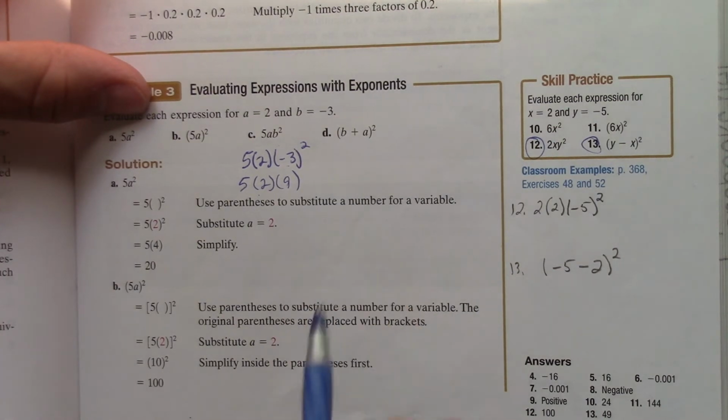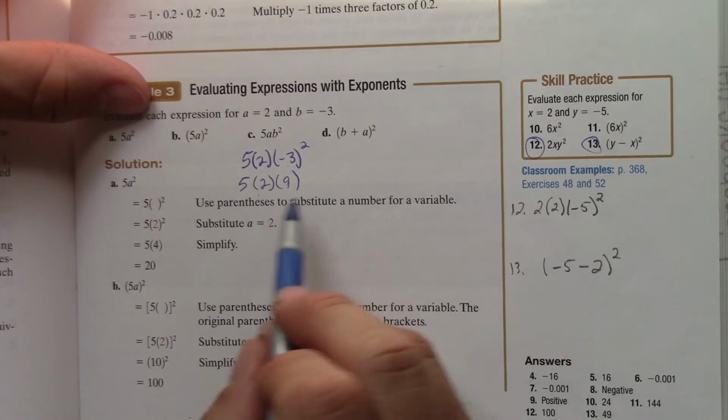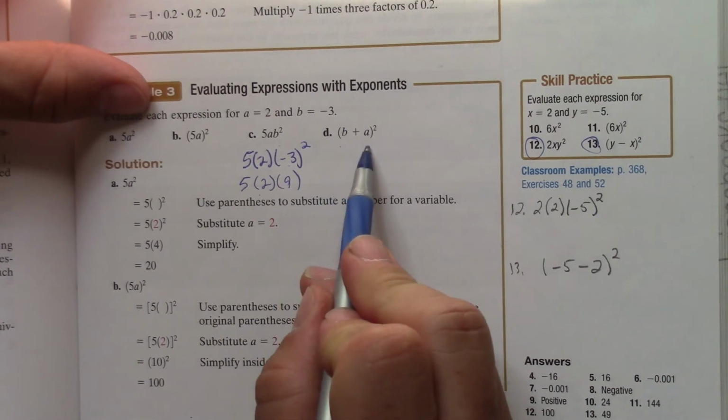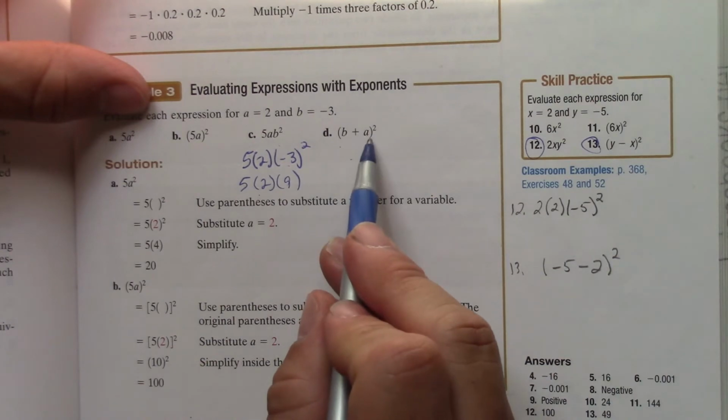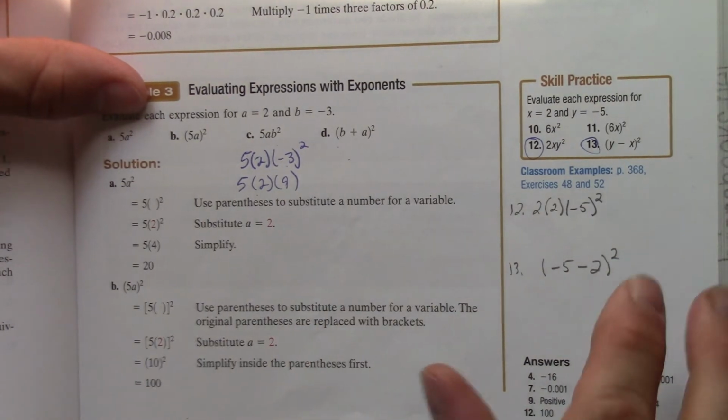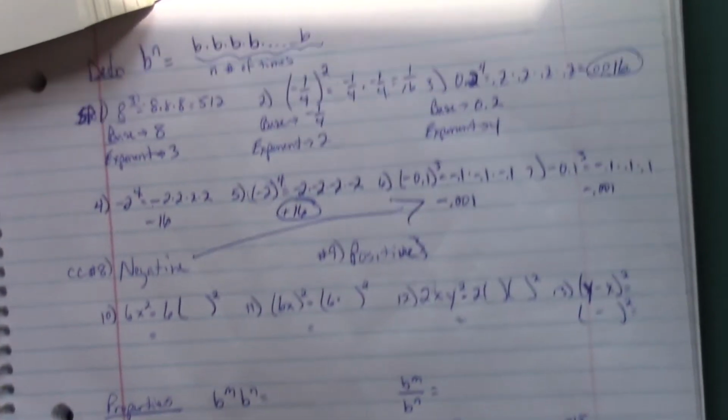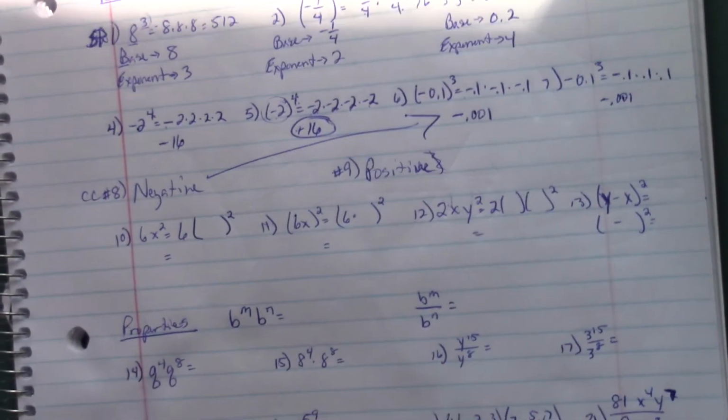Okay. Right here, same kind of thing. It says on the next page, it would be negative 3 plus 2. And because it's in parentheses, I have to solve that first to get negative 1 squared, which is positive 1. Okay, so let's take a look at it on our examples, right? On example, let's see here, we're on example 10 already.